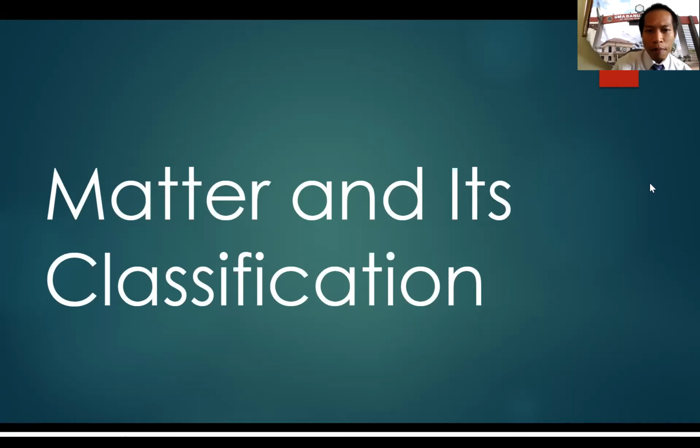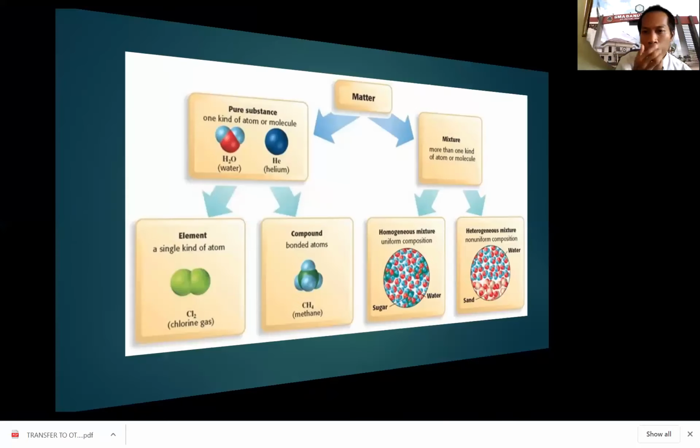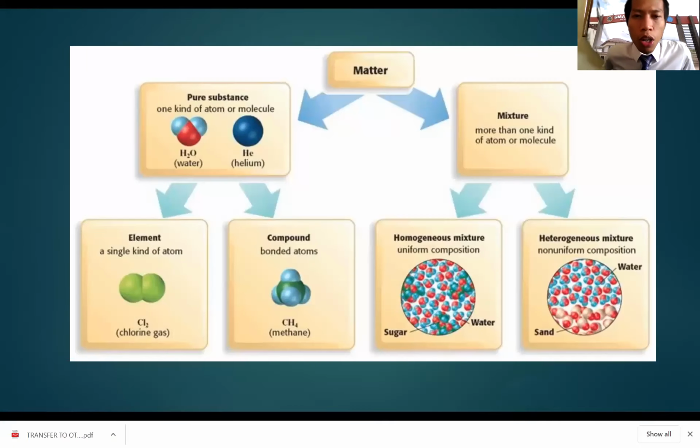Still, the objective is the same, the nature of chemistry that we're going to learn. In general, this is the chart of the classification of matter. Matter can be classified into two, pure substance and mixture. Zat murni dan campuran. Pure substance and mixture. Later on, pure substance can be divided into element and compound, unsur dan senyawa. Mixture can be divided into homogeneous mixture and heterogeneous mixture. But first, let's understand pure substance and mixture.